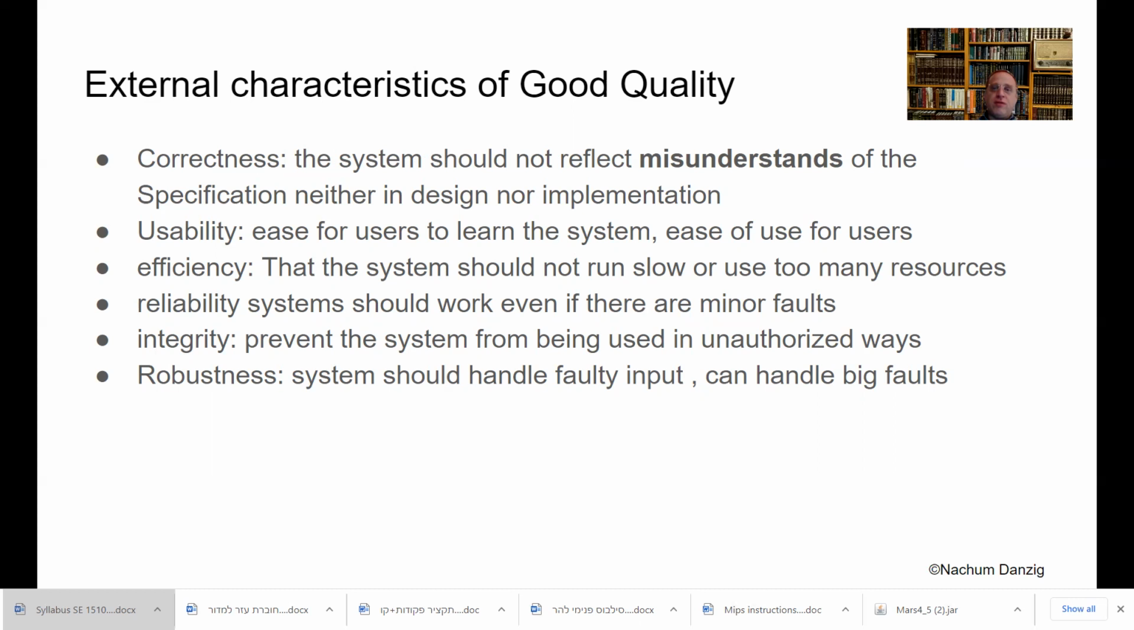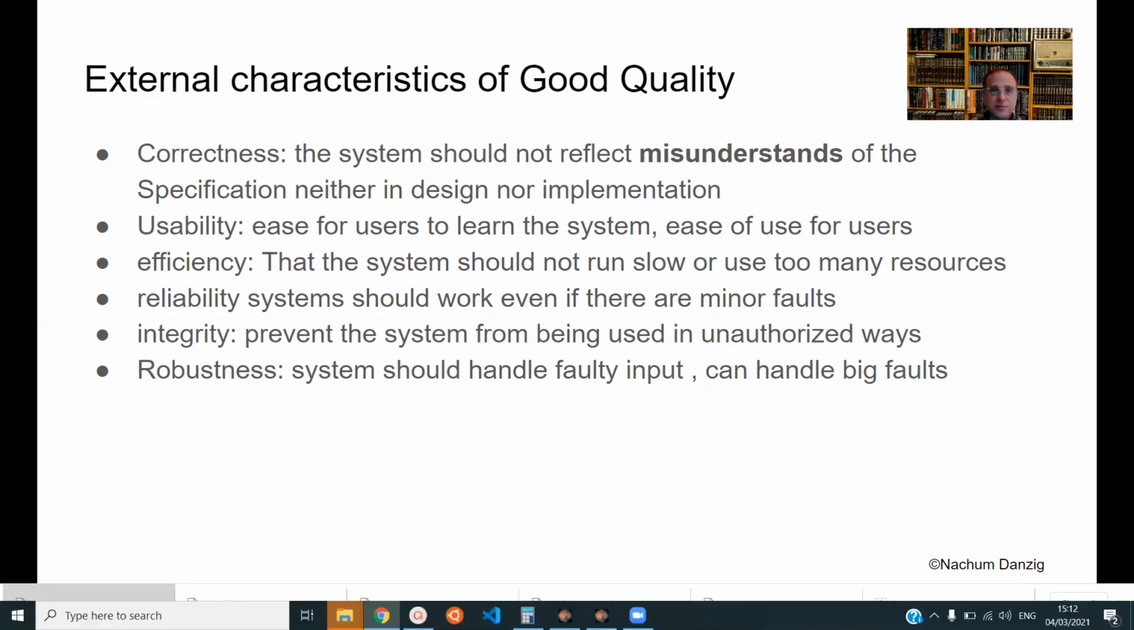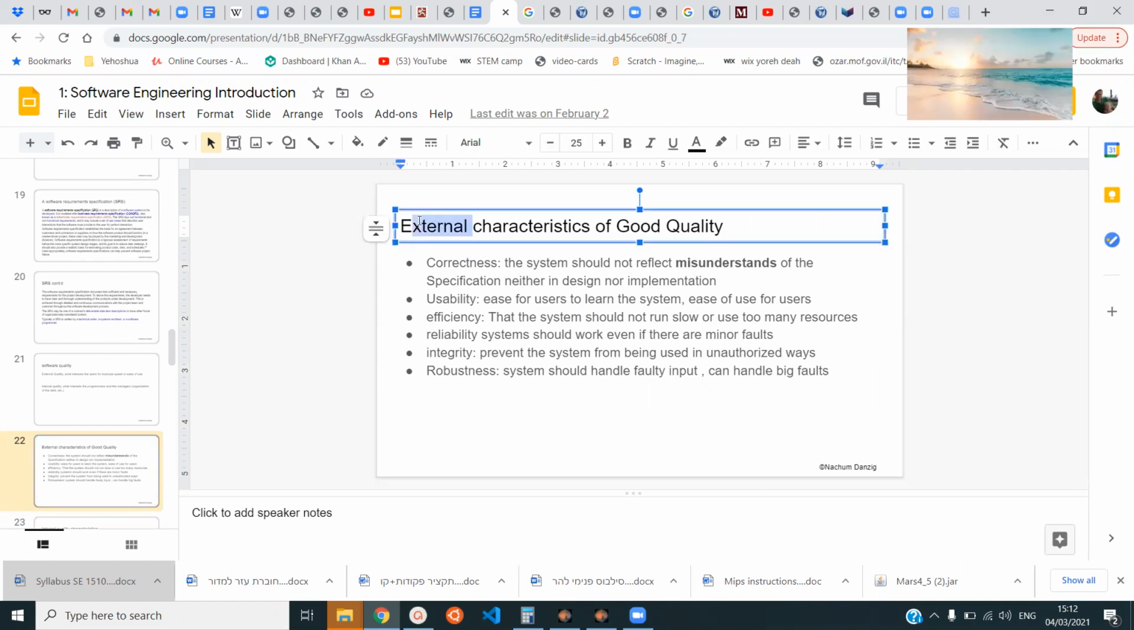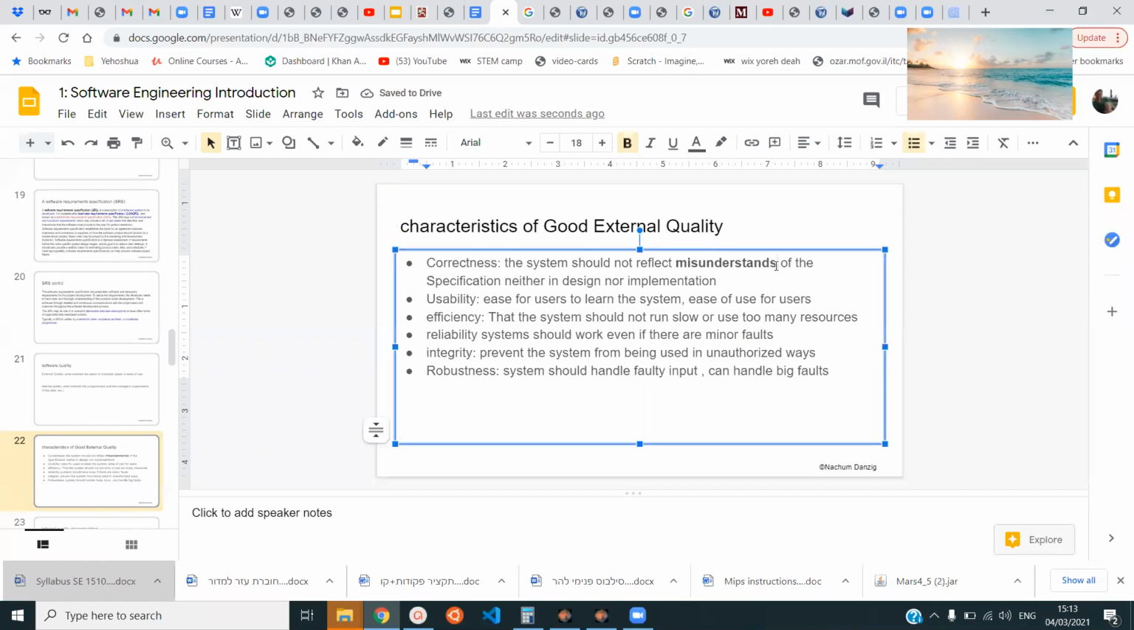Correctness. The system should not reflect misunderstandings of the specification, neither in design nor, wait a second. I got to fix that. What is this talking about?